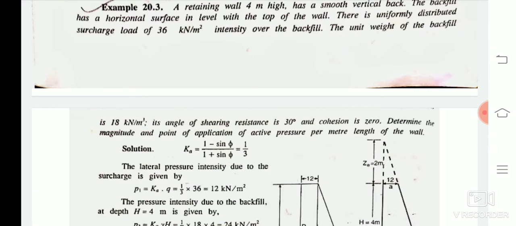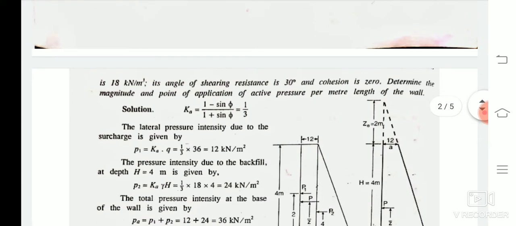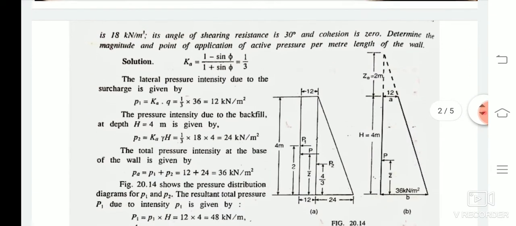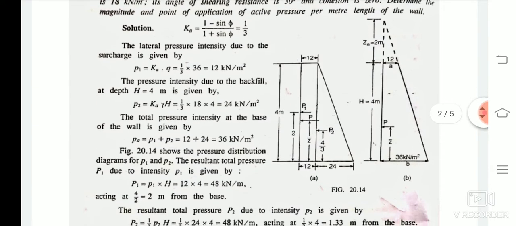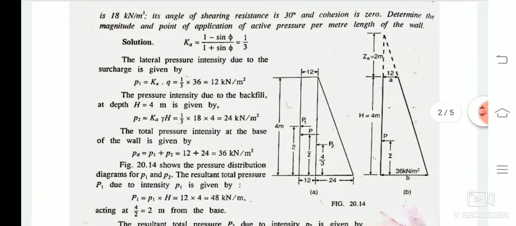So we have to find the active earth pressure per meter length of the wall, that means on the total wall. So let us find the coefficient of active earth pressure. How can it be found? K equals 1 minus sin phi by 1 plus sin phi.